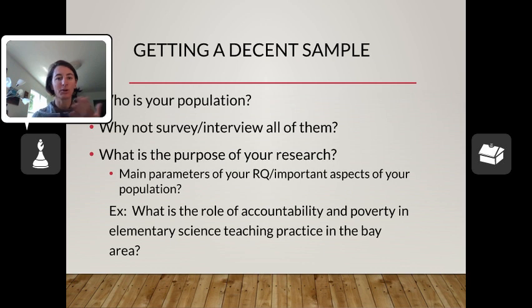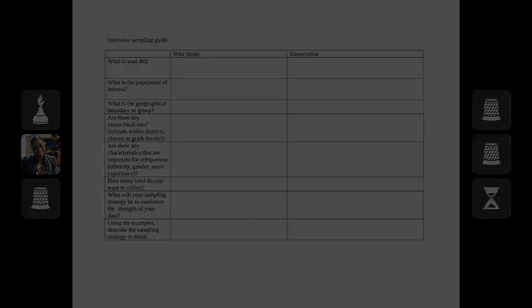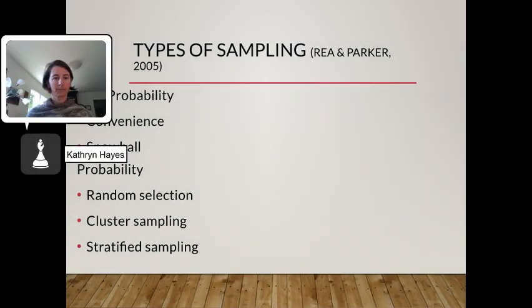So what are the main parameters of my research question? What are the important aspects? The main parameters of my research question are the role of accountability and poverty. So aside from defining the entire population as being elementary school science teachers in the Bay Area, I know that the role of accountability and poverty are important. And so that will help direct my sampling. So I know I'm interested in elementary teachers in the Bay Area, and I know I want to think about accountability and poverty when I do my sampling.